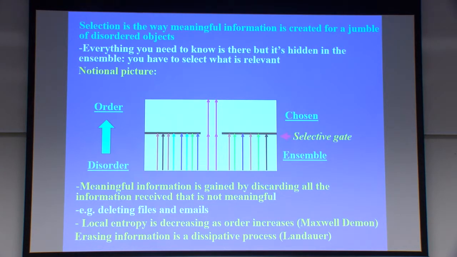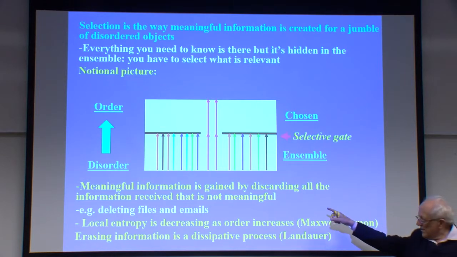Selection is the way meaningful information is created from a jumble of disordered objects. Everything you need to know is there at the bottom. So in this diagram, you start off with a jumble of states. You go through a selection gate with some selection criteria. Disorder goes to order, the ensemble comes to the conclusion, and that's how you created something which is much better ordered than below. Everything you need to know is there at the beginning, but it's hidden in the ensemble. You have to select what is relevant. So meaningful information is gained by discarding all the information that is not meaningful.